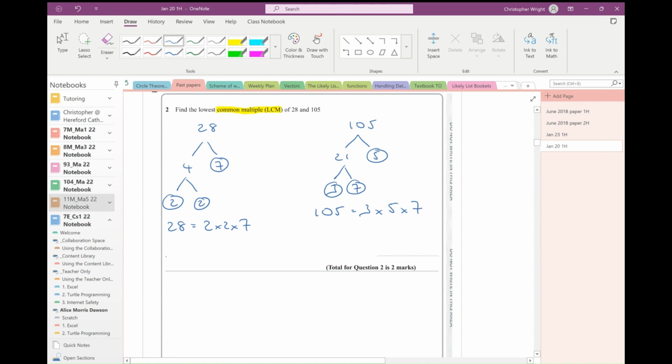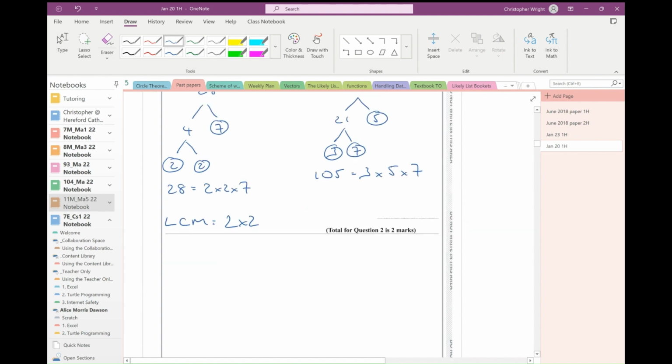Right, so the lowest common multiple. It's going to need 2 times 2, so that 28 is going to divide in okay. It's going to need a 3 and a 5 to take care of those. It's going to need a 7. So the lowest common multiple is 2 times 2 times 3 times 5 times 7, which is 420.